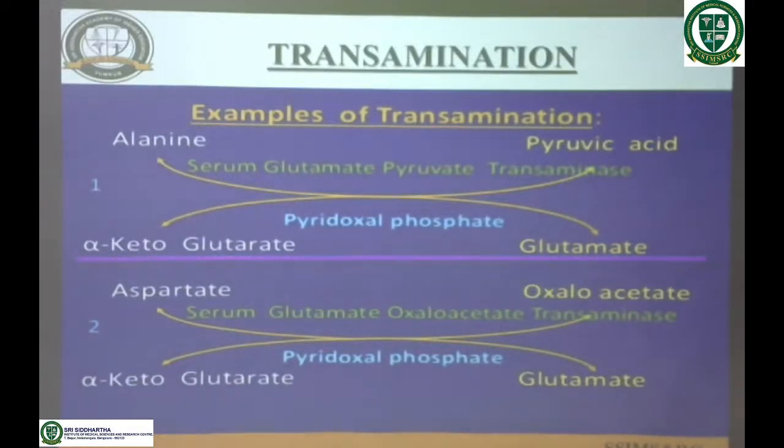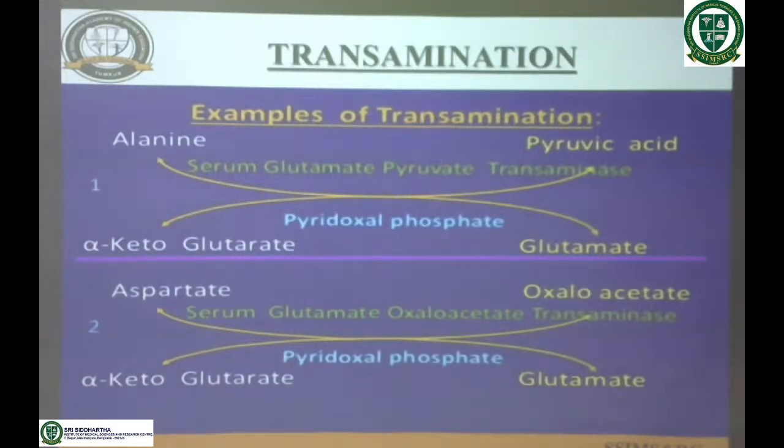So what is the function of these? These enzymes are involved in the transamination reaction. Transamination is nothing but the transfer of an amino group from one amino acid to another amino acid. In the presence of the enzyme serum glutamate pyruvate transaminase, the amino group is transferred from alanine to pyruvic acid.